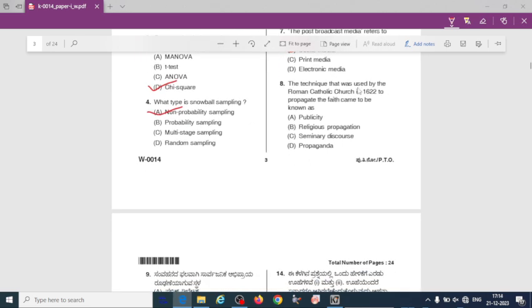The technique that was used by the Roman Catholic Church in 1622 to propagate the faith came to be known as publicity, religious propagation, seminary discourse, propaganda. Option D is correct here.